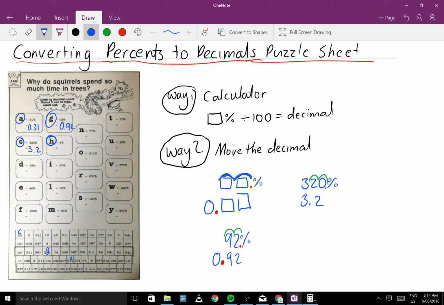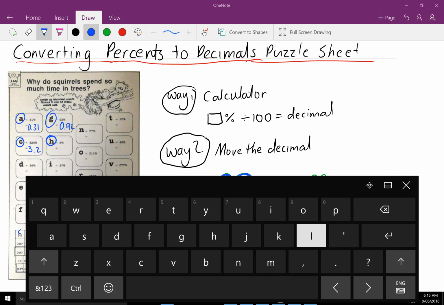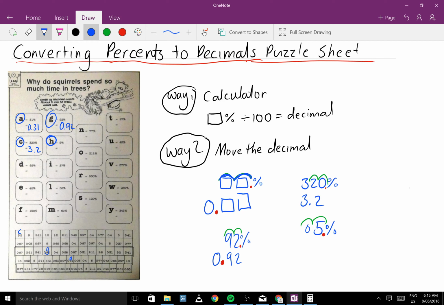And H is 5%. So what I do is I put my decimal point in. I jump 1, 2 arrows to the left. I put a 0, and the 0 there, and I end up with 0.05. Now this 0 here is crucially important.